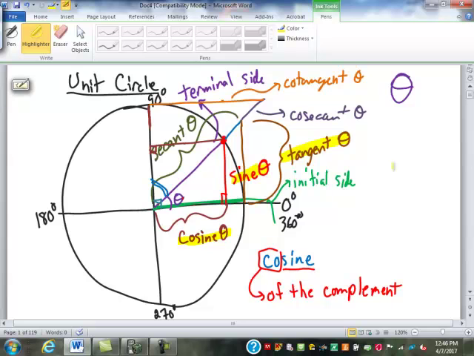The sine and the cosine can be thought of as coordinates. Because if this center of this circle is 0, 0 on our graph, right there, the x value of that point on the circle is the value of the cosine. The y value of that point on the circle is the value of the sine.